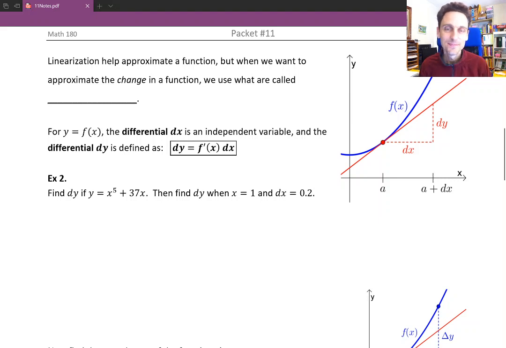Hello and welcome. In the last video we looked at the linearization of a function, which helped us approximate the values of a function. But if we want to approximate the change in values of a function, then we're going to use what are called differentials.